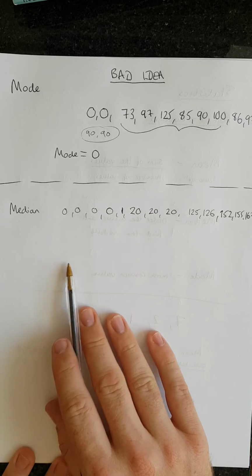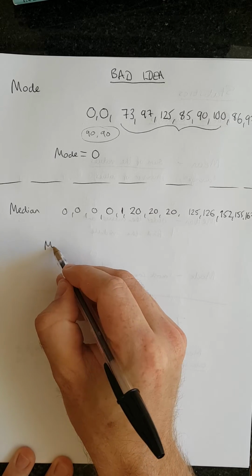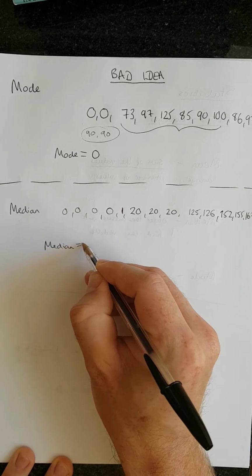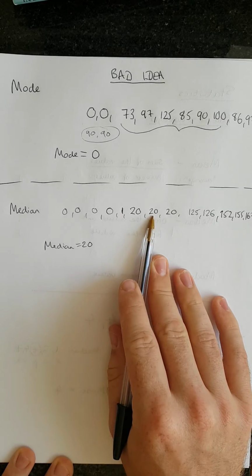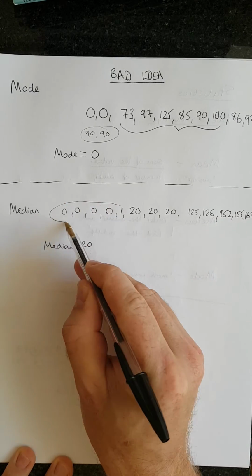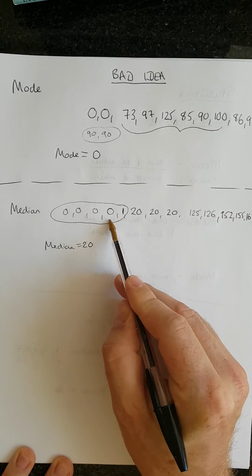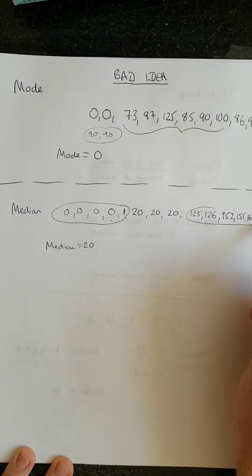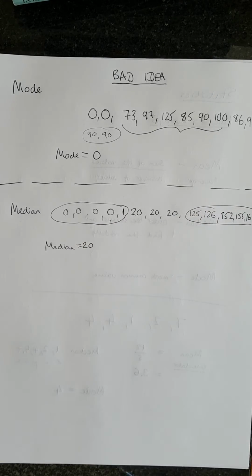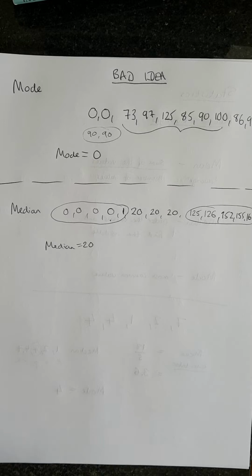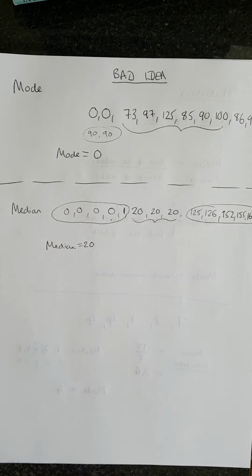So look at our data now. Our median is 20. But we've got actually a lot of people with almost nothing and a lot of people with a huge number. So the scores of 20 in this game, let's say, are quite uncommon. So here the median is a bad idea.